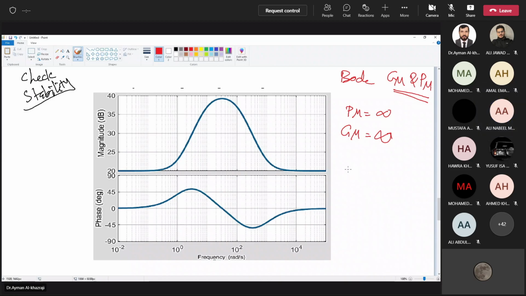Unstable? Why? The system is stable. Why unstable? Unstable if my gain margin is negative. I don't have negative. If my phase margin is negative, I don't have that either.